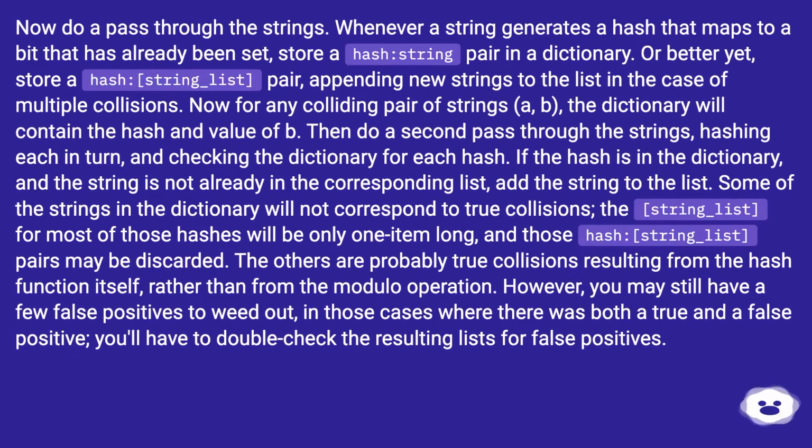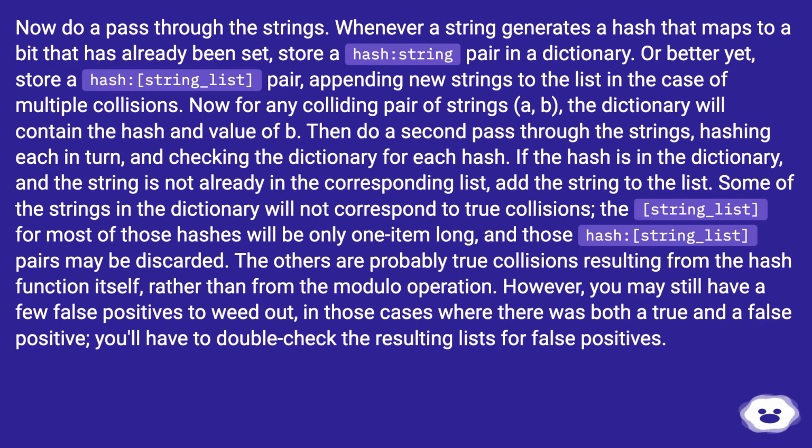Now do a pass through the strings. Whenever a string generates a hash that maps to a bit that has already been set, store a hash:string pair in a dictionary. Or better yet, store a hash:string_list pair, appending new strings to the list in the case of multiple collisions. Now for any colliding pair of strings, A, B, the dictionary will contain the hash and value of B.